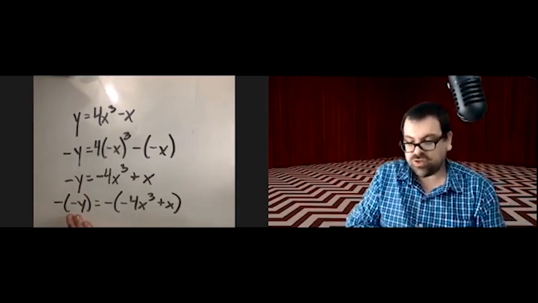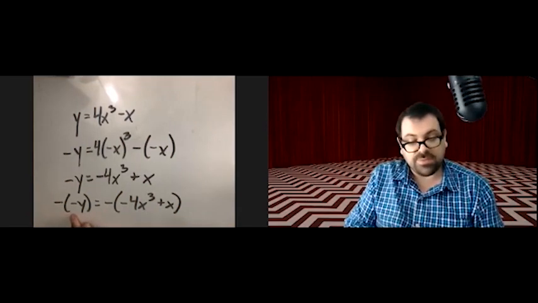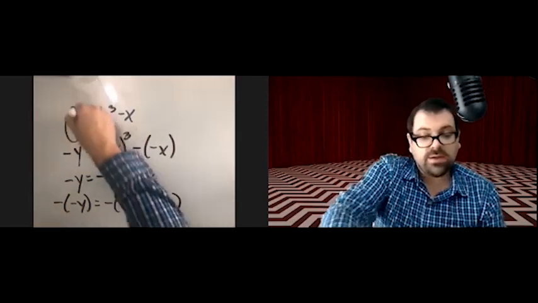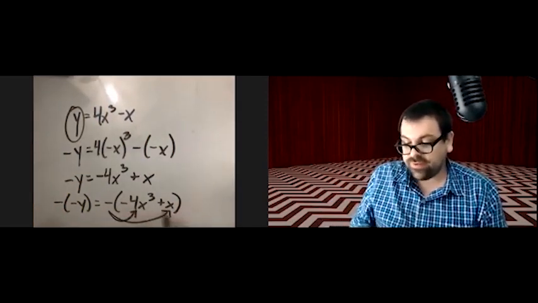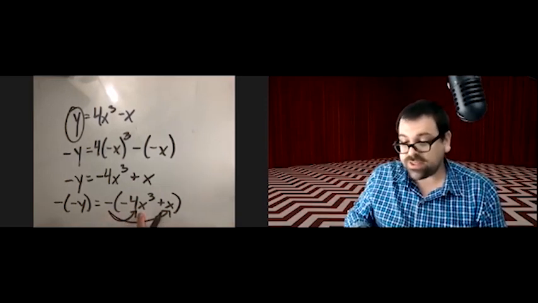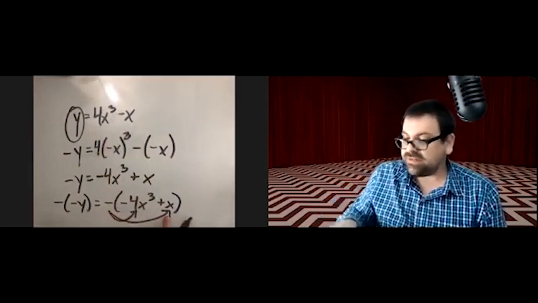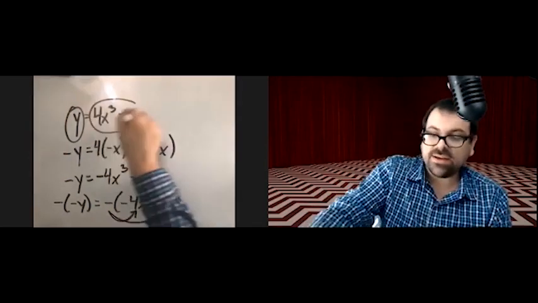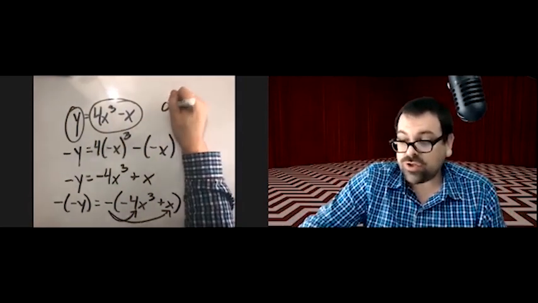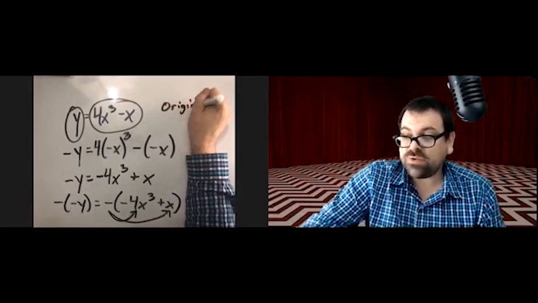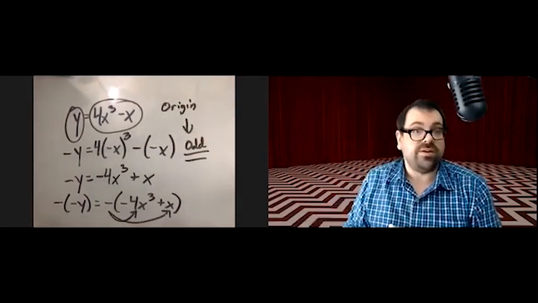So there's both sides unchanged, taking the opposite. On the left, the opposite of -y is y. On the right, distributing this negative, the opposite of negative 4x cubed is positive 4x cubed. The opposite of positive x is negative x. I did get the original back. I do have origin symmetry, which means this is an odd function.